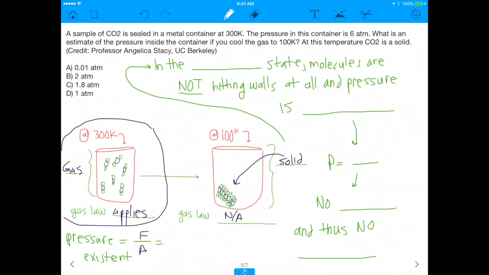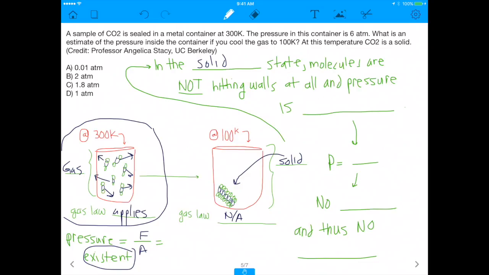In other words, pressure is the amount of force that these molecules exert on the walls as they're moving around freely, right? Because they're going to be going crazy and they'll be hitting the walls all over the place. So there will be a pressure here because there will be a force that acts on the area of the entire container.